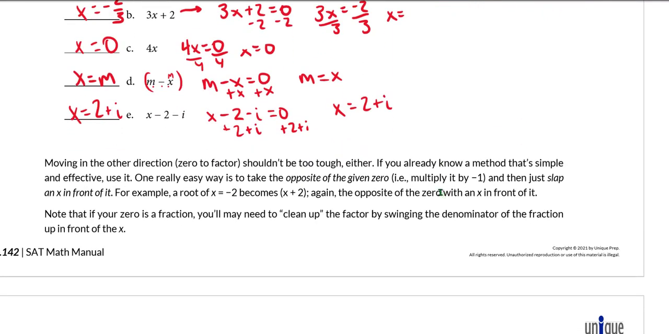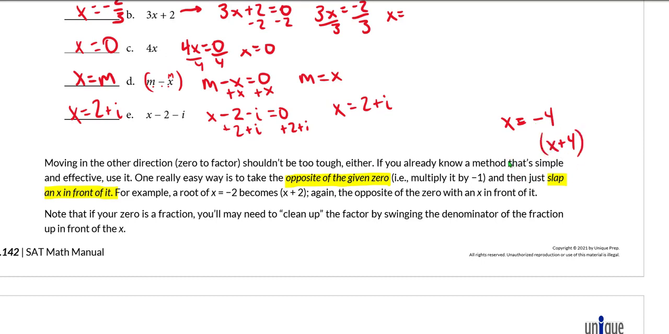In terms of going in the other direction, in other words, going from your 0 to your factor, there's multiple ways that we can do this. One easy way to do it is, I'm going to go ahead and highlight this down here, is we just take the opposite of the 0 that's given and we throw an x in front of it. So in the case of a 0 like x equals, let's say, negative 4, we just take the opposite of that 0 and we throw an x in front of it.